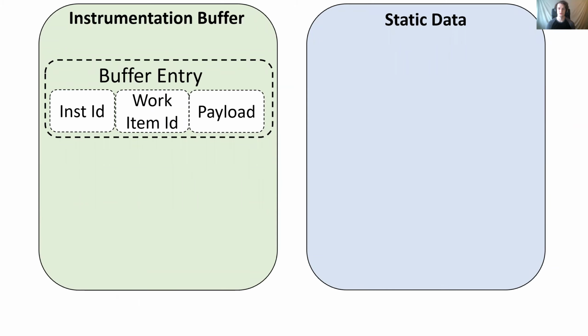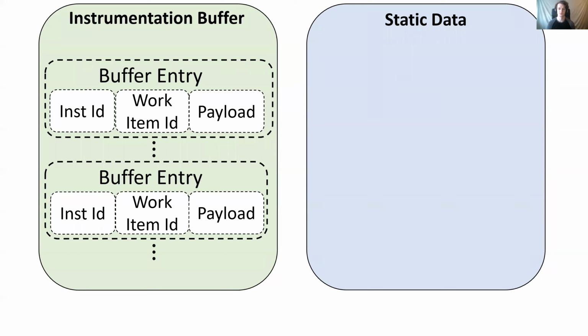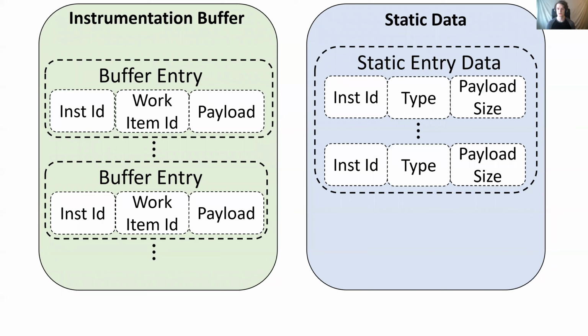So on the left, I'm showing the instrumentation buffer, and this buffer is full of buffer entries, and each buffer entry is composed of the instrumentation call site ID, the work item ID, also known as the thread ID, and then the payload. And the payload is defined by the particular analysis that creates the buffer entries. So you'll see that the buffer gets filled up with a bunch of these buffer entries. And then if we go to the static side, so the data produced at compile time, it also has an instrumentation call site ID, as well as additional metadata, such as the type, payload size, and you could optionally include stuff like the shader ID that it belongs to.